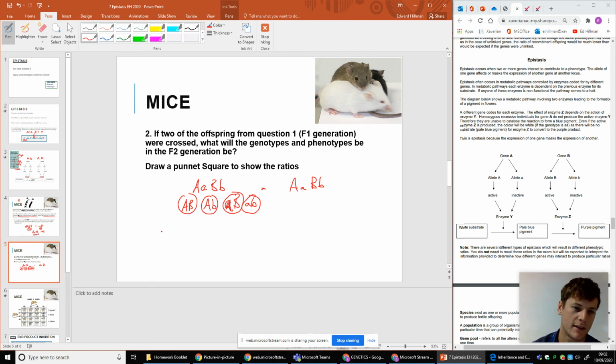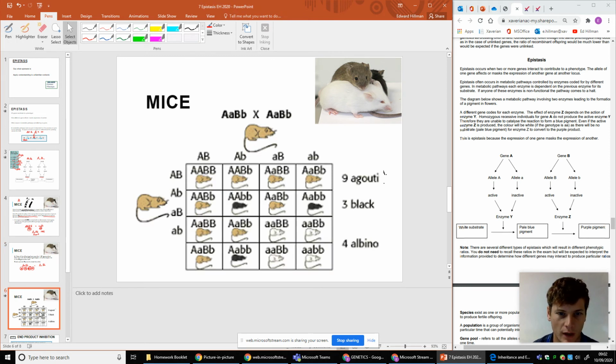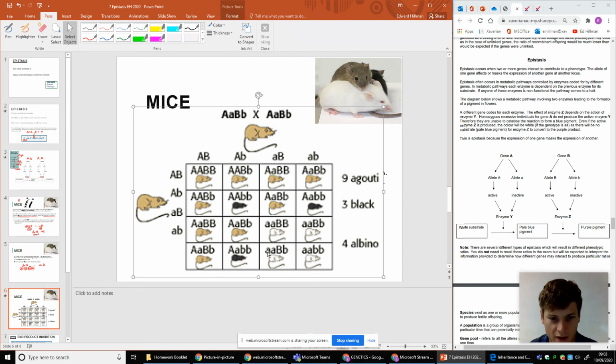So what we're going to end up with is a dihybrid cross that looks something like this. Here are the 2 heterozygous parents, here are the gametes crossed with each other, and then our Punnett square to show the outcomes. What we find is there are 9 agouti, 3 black, and 4 albino. So it doesn't quite follow that 9, 3, 3, 1, because if there are 2 recessive A's, there will be no bands either way.